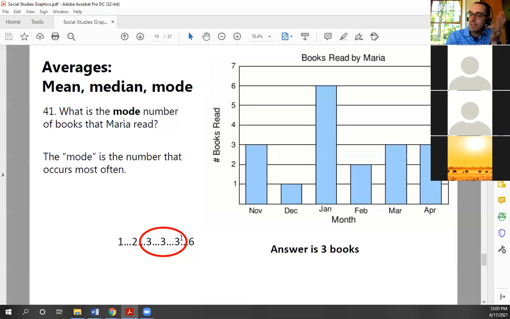Okay, kind of a strange thing. I don't entirely know when you'd always use these kinds of things, but those are the three types of averages.